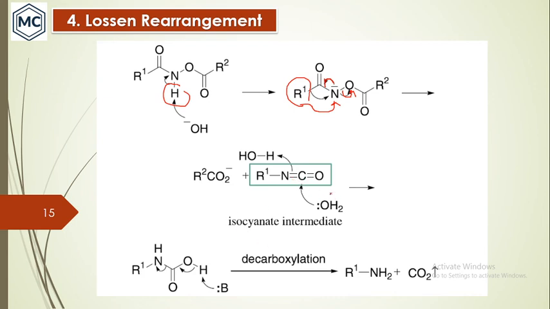That mechanism we have already seen in the previous case, and it forms RNHCOOH, that is carbamic acid, and in the presence of base this hydrogen can be abstracted, and finally it gets decarboxylated to give amines. So this is amine, it forms amine.